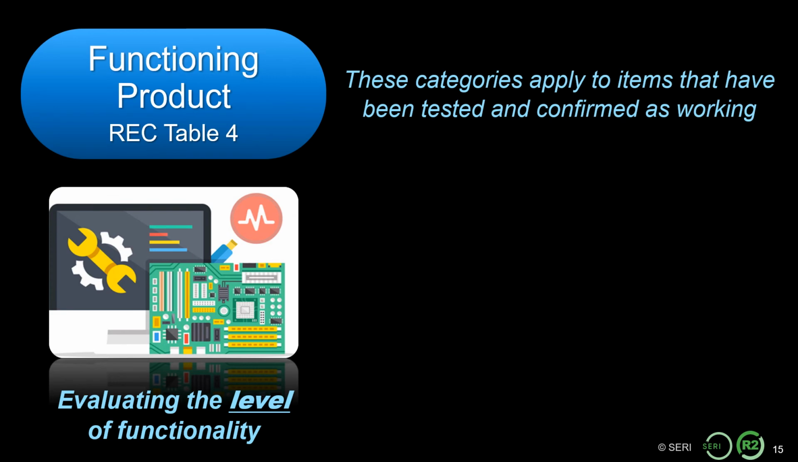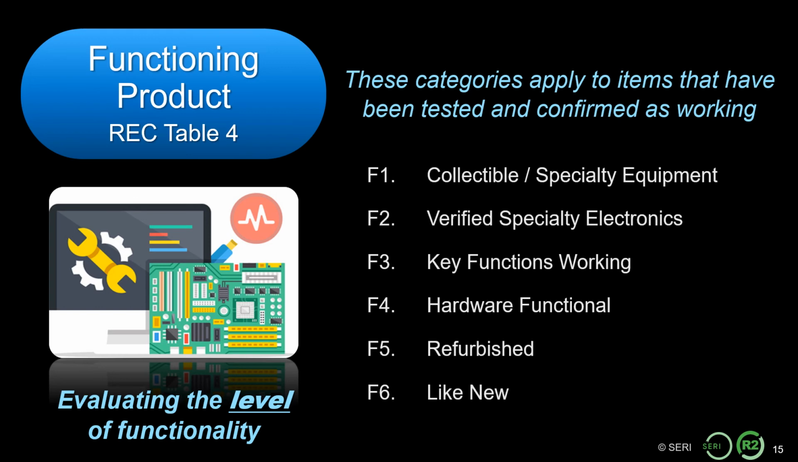All equipment and components that have been tested and confirmed functioning and are data sanitized need to be assigned a functioning product category. This is to identify both the level of functionality of the item as well as any defects or missing parts or components. Table 4 of the REC provides 6 different functioning product categories.